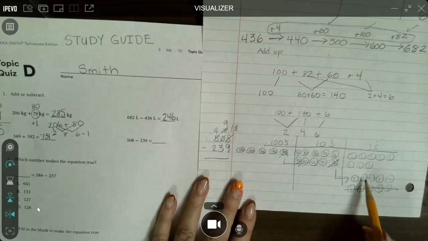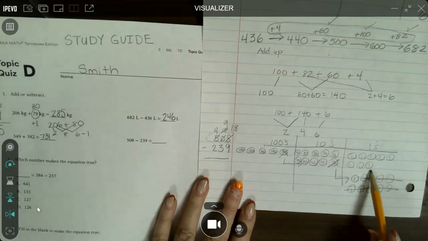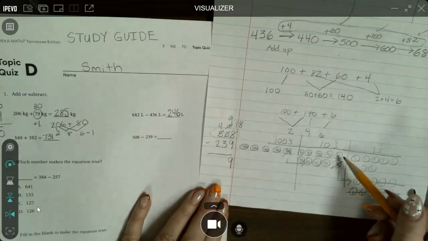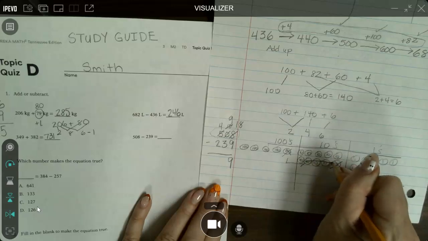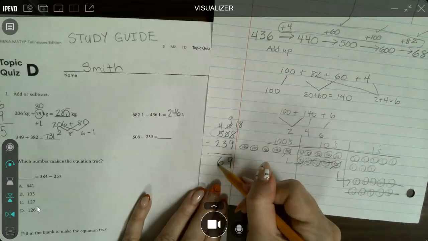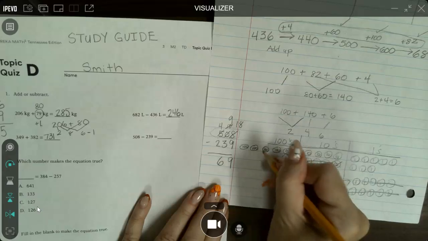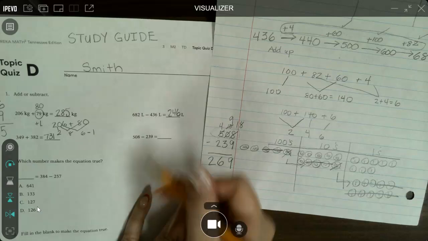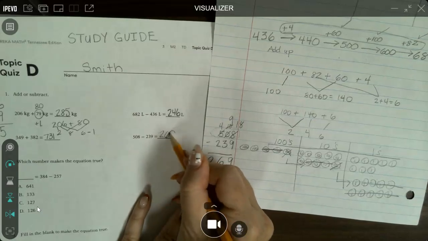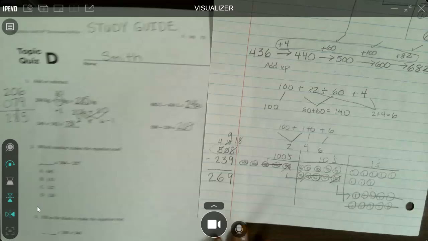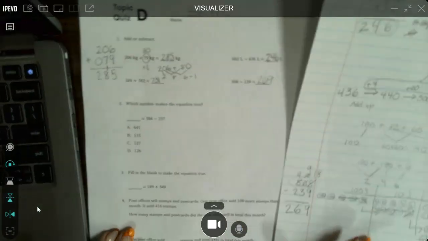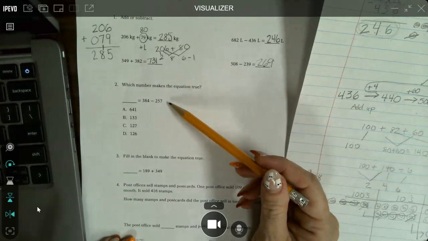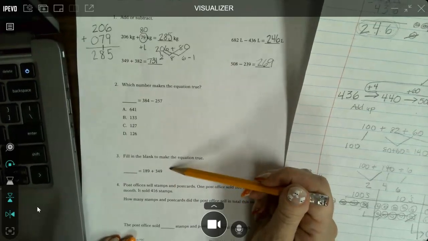18, and I take 9 of those away, is going to leave me with 9. 9, and I take 3 away, is going to leave me with 6. 4, and I take 2 away, is going to leave me with 2. 269. All right. Hopefully that is helpful for completing numbers 2 and 3 as well.